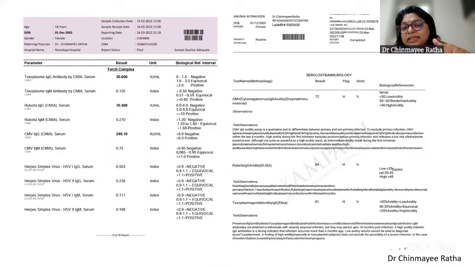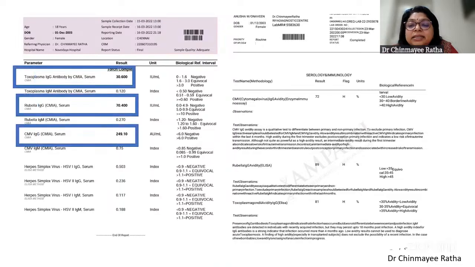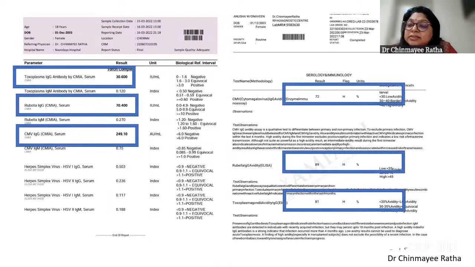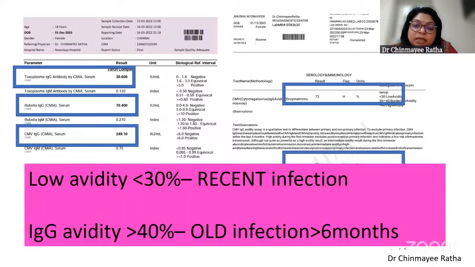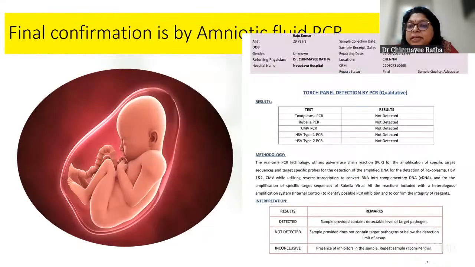And these avidity results, if they are less than 30 to 35%, then you think that it might be a recent infection. But if it is past 40%, as high as 70 and 80%, as you can see in these results here, then you can relax because this is an old infection. So low avidity is recent infection and high avidity is old infection. Final confirmation is always by the amniotic fluid PCR. And this is something we do.